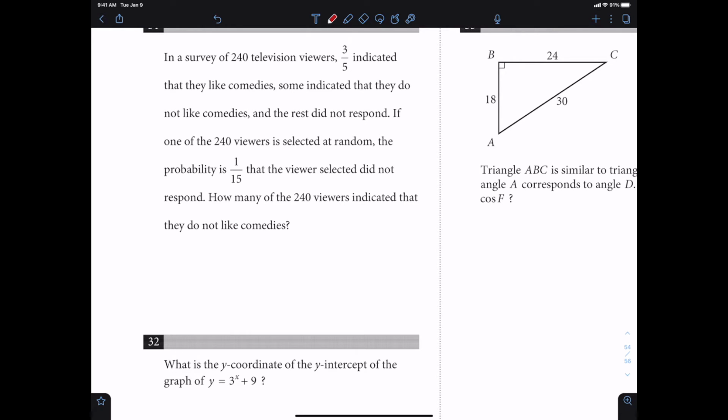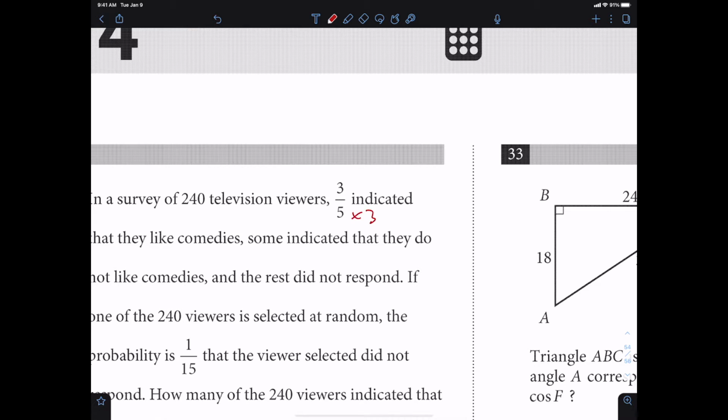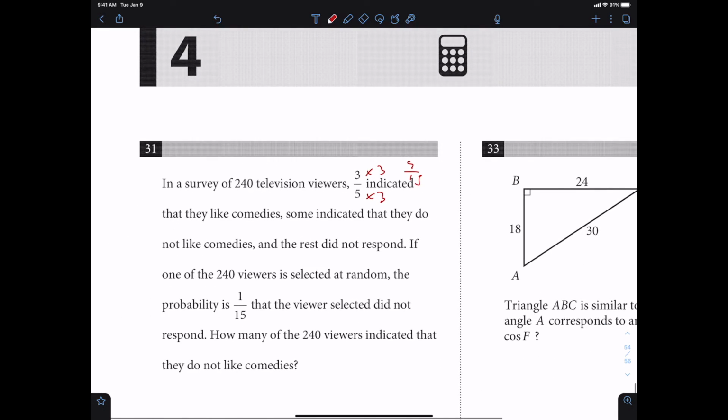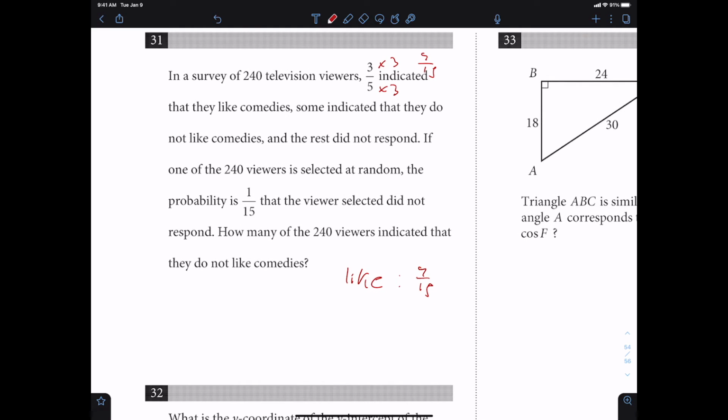Okay, I'm going to get these two fractions into a common denominator, right? I'm going to multiply by 3 on top and bottom. So I got 9/15 here. So 9/15 indicated that they like comedies. Did not respond was 1/15.